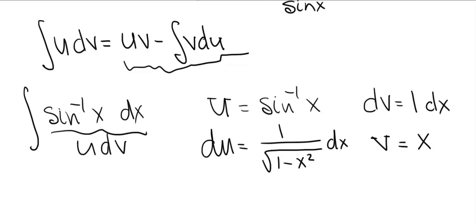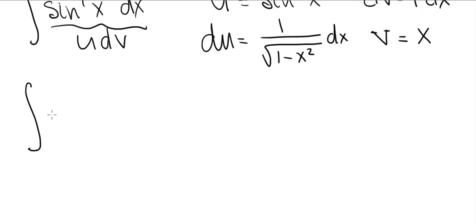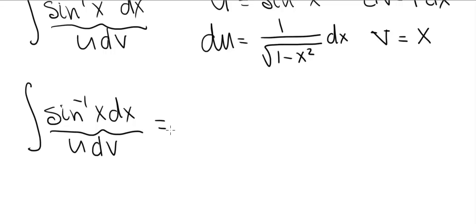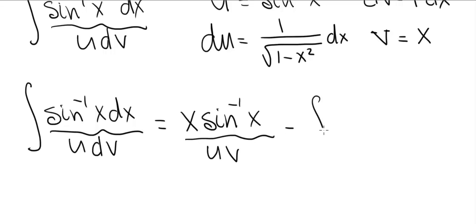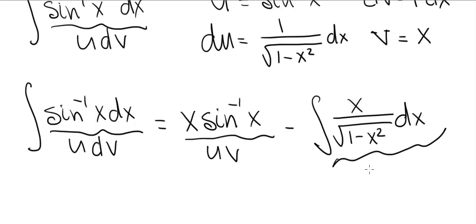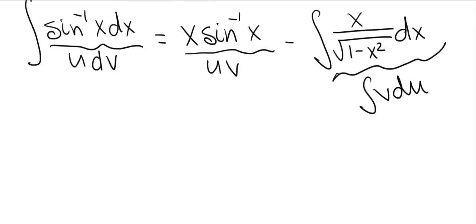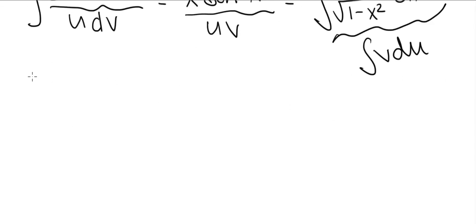Now we're ready to set up our integration by parts. So here is the left-hand side, the integral of inverse sine of x. This is our integral of u dv. That's equal to u times v, which is x times inverse sine of x, minus the integral of v du, which is x divided by the square root of 1 minus x squared. And you can see this integral of v du is much easier than the integral on the left, because the integral on the right can be done by basic u substitution, or in this case w substitution. Let's do that.